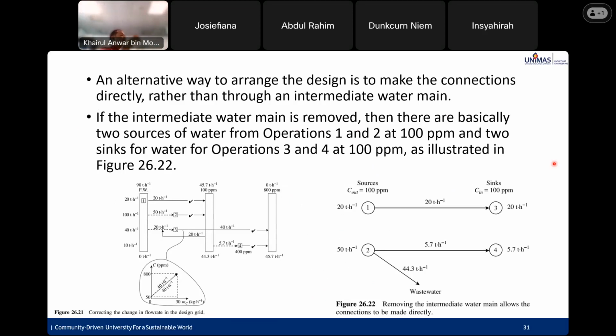So an alternative way to arrange the design is to make the connection directly rather than through an intermediate water main. If the intermediate water main is removed, then there are basically two sources of water from operation 1 and 2 at 100 ppm and two sinks for water for operation 3 and 4 at 100 ppm, as illustrated in 26.52.